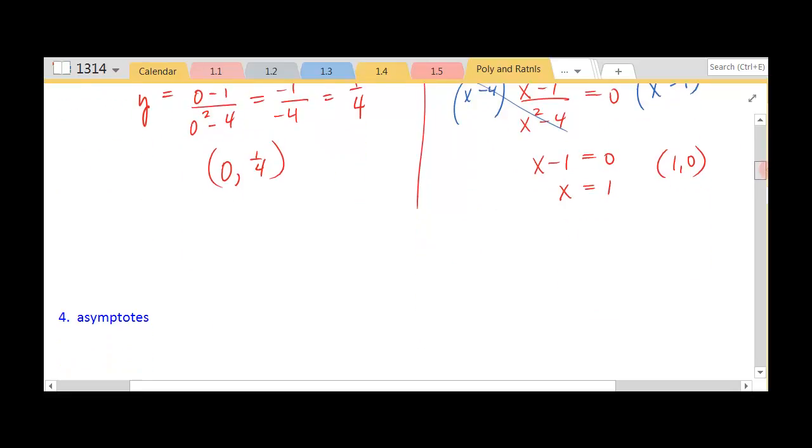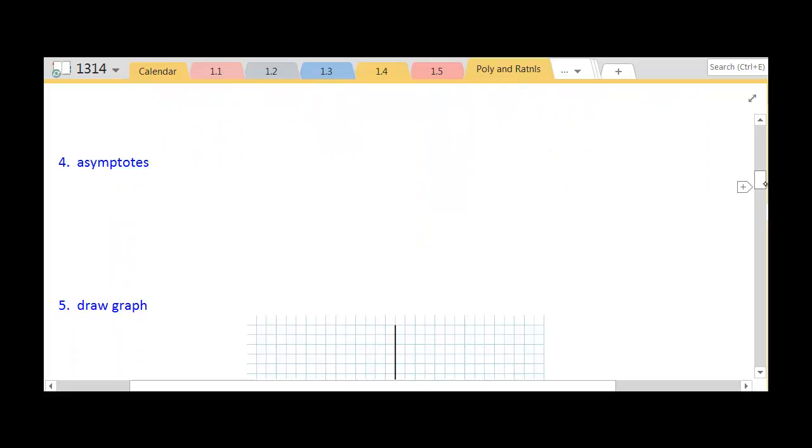The last thing that we want to try to find on this rational function are the asymptotes. We've already done this before in a previous lecture, but remember that when I'm looking for vertical, horizontal, or oblique asymptotes, I'm going to look at the vertical asymptotes first. Vertical asymptotes occur where the denominator of the function is equal to 0. We've solved that already, but we will write it again.